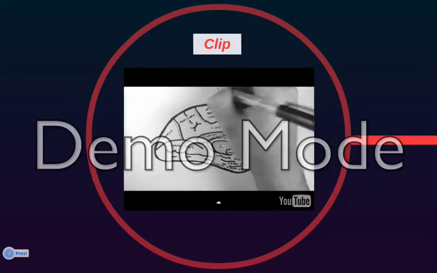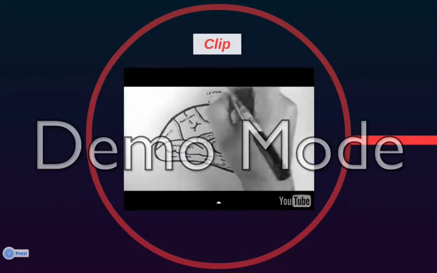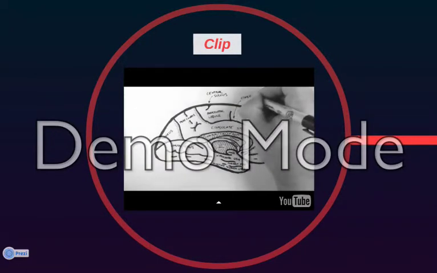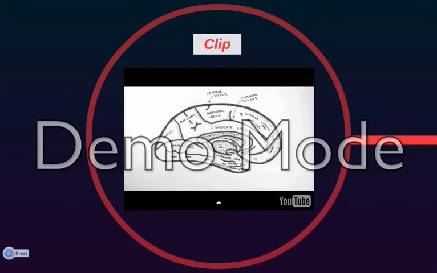Now I said this was an important feature. This is the central sulcus. Here we have the cingulate sulcus.